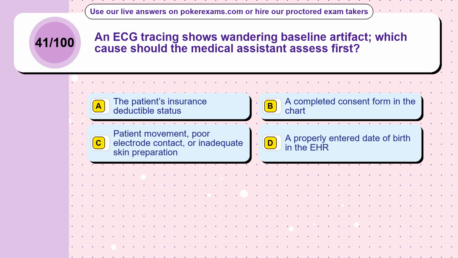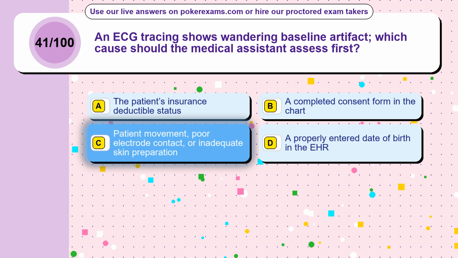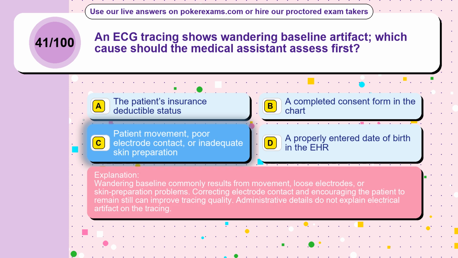Option D. A properly entered date of birth in the air. The correct answer is option C. Patient movement, poor electrode contact, or inadequate skin preparation. Wandering baseline commonly results from movement, loose electrodes, or skin preparation problems.